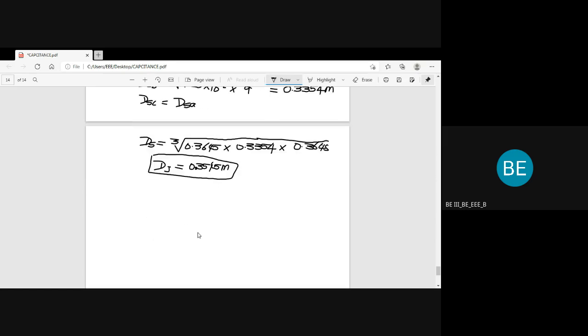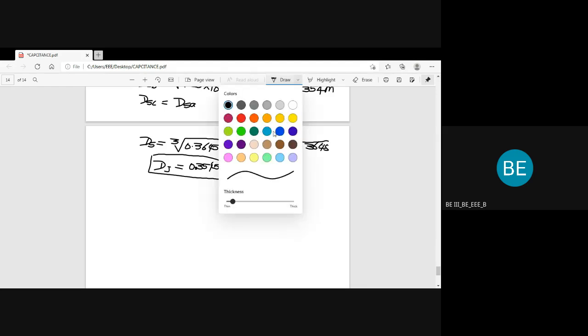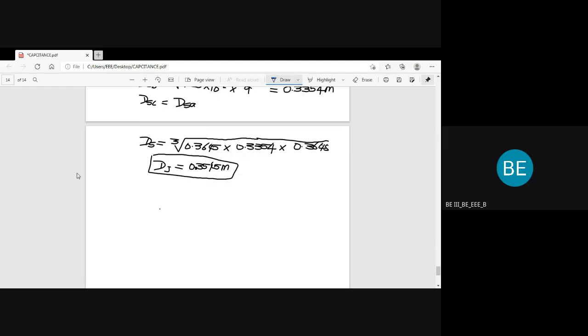Right. So DM as usual, mutual distance. So we know the formula for DM. So we are having three phases. So cubic root of DAB, DBC and DCA.